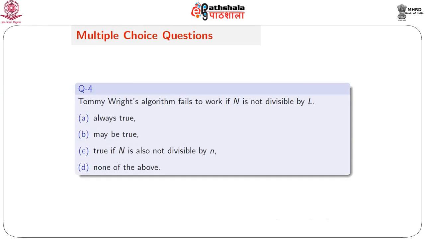Tommy Wright's algorithm fails to work if capital N is not divisible by capital L. Is that always true? There are some options given, but at least in the example that we saw, we didn't even care about whether capital N is divisible by capital L or not. All we really need to know is small n is at least 2 times capital L, and we can impose the condition that every stratum has to have 2 observations. Otherwise, variance estimation from within the stratum becomes impossible. That's the only restriction that we can have. So there is no reason why capital N should be divisible by L. There is no stipulation like that in the whole algorithm.